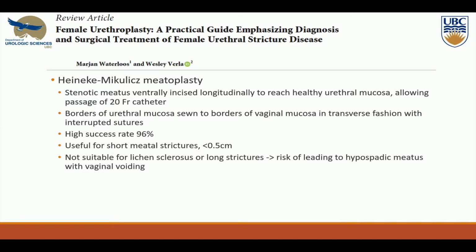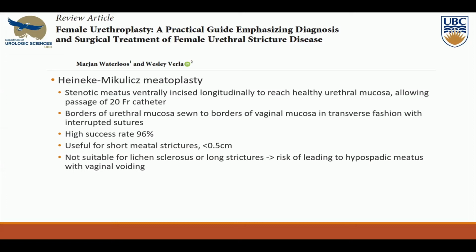So one technique you can do, which is quite simple, is a Heineke-Mikulicz type meatoplasty. So essentially, you just make a ventral longitudinal incision over the stenotic meatus until you get to a healthy urethral mucosa. And in general, you do want to be able to pass a 20 French catheter. You then sew the borders of the urethral mucosa in a transverse fashion with interrupted sutures. There's a very high success rate of 96% reported, and it is useful for very short meatal strictures, typically less than 0.5 of a centimeter.